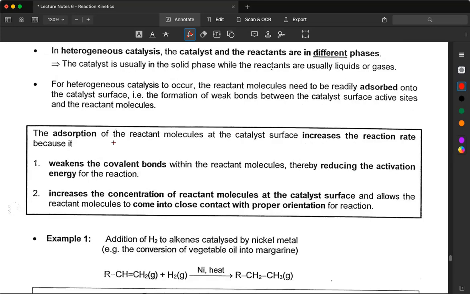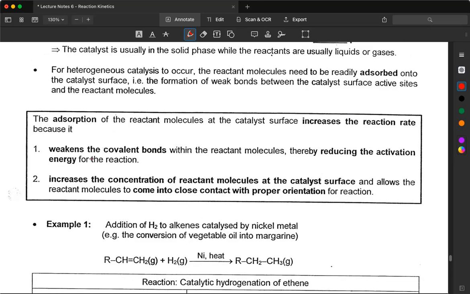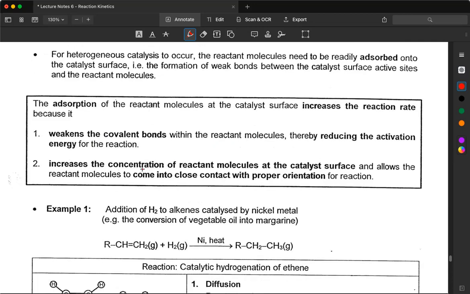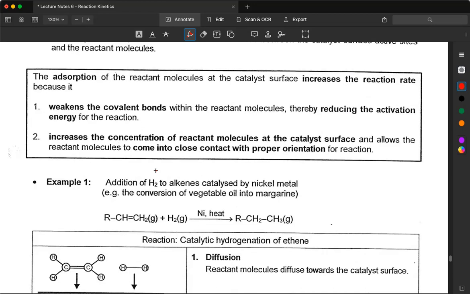So the reactant molecules adsorbed on the catalyst surface will increase the reaction rate because it will help to weaken the covalent bond within the reactant molecule. So when the reactant molecules are adsorbed to the catalyst, the bonds within the reactant molecule itself are weakened, and this helps to lower the EA. Also, the concentration of reactant molecules at the surface of the catalyst will increase. Because you bring the molecules together at the catalyst surface, you allow the molecules to come into close contact for proper orientation.